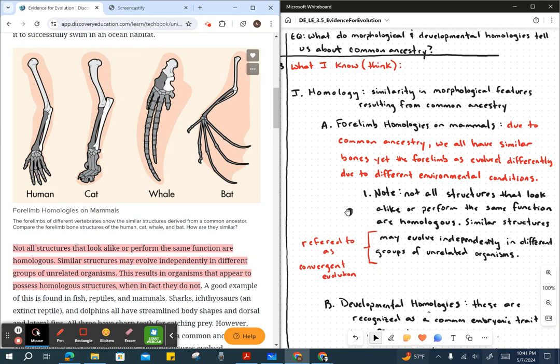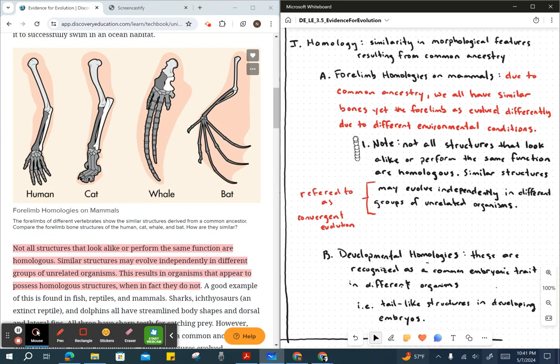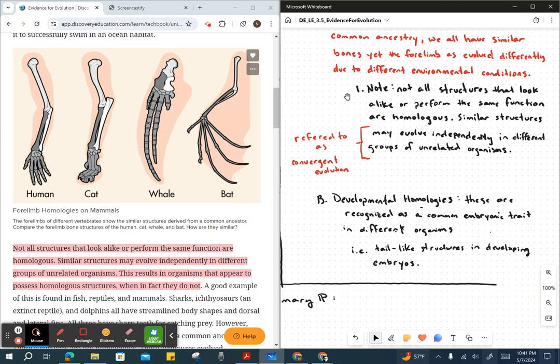One thing to remember, and we've got a note right here for ourselves, is that not all structures that look alike or perform the same function are homologous. Similar structures may evolve independently in different groups of unrelated organisms. We call this convergent evolution. Flight would be an example. Birds have figured out how to fly. Mammals, if you think about bats, have figured out how to fly. Insects have figured out how to fly. Different groups of unrelated organisms have converged upon the same solution for a certain environment, right?